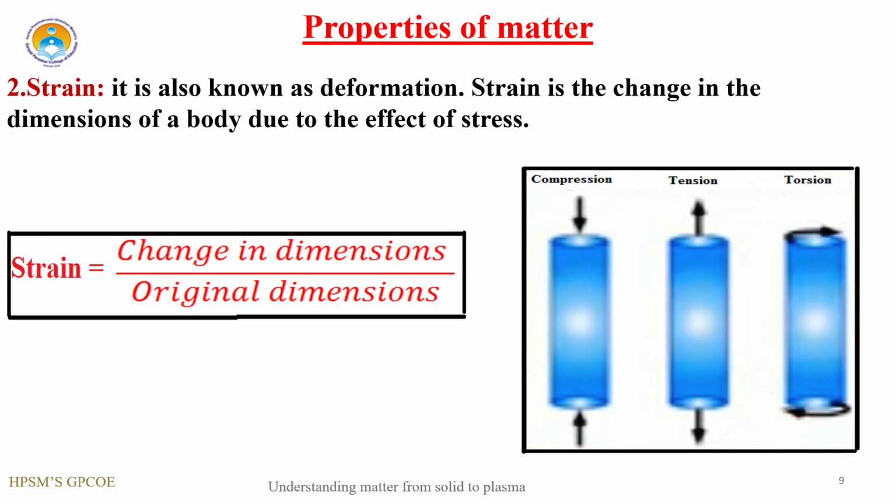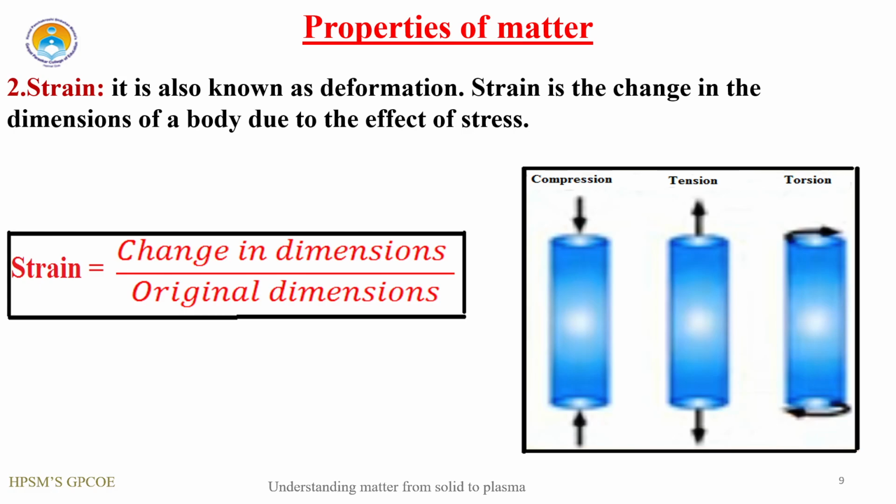The same solid state, the second one, that is the strain. It is known as the deformation. So strain is a change in the dimension of a body due to the effect of the stress. So we can say that strain is nothing but the change in the dimension divided by the original dimension.